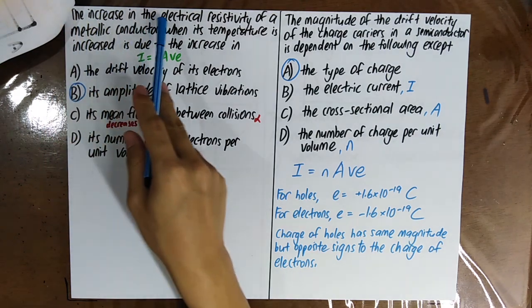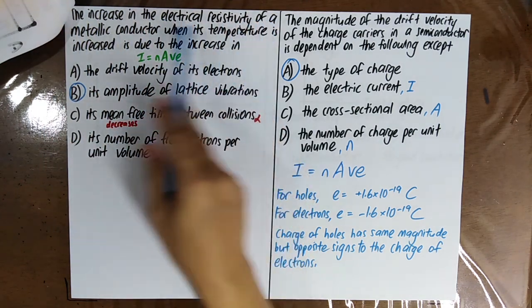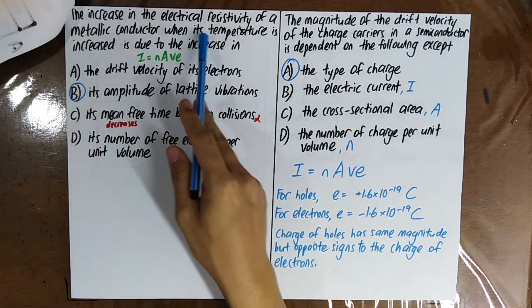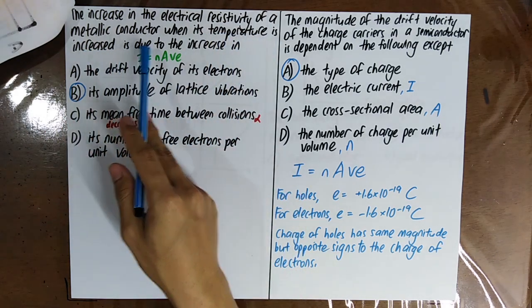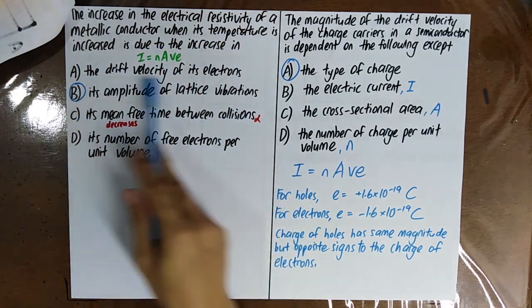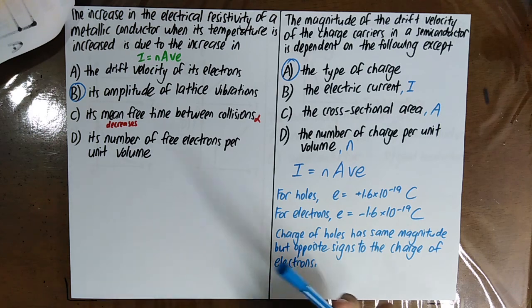The increase in the electrical resistivity of a metallic conductor when its temperature is increased is due to the increase in the amplitude of the lattice vibration.